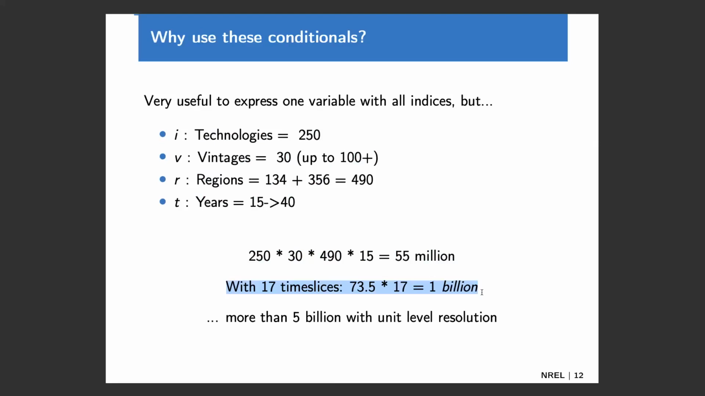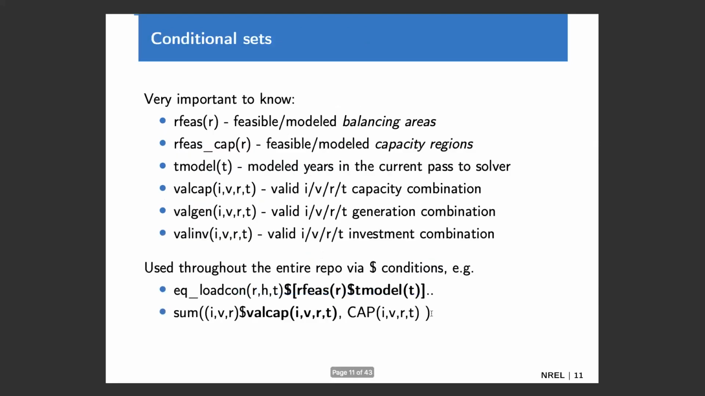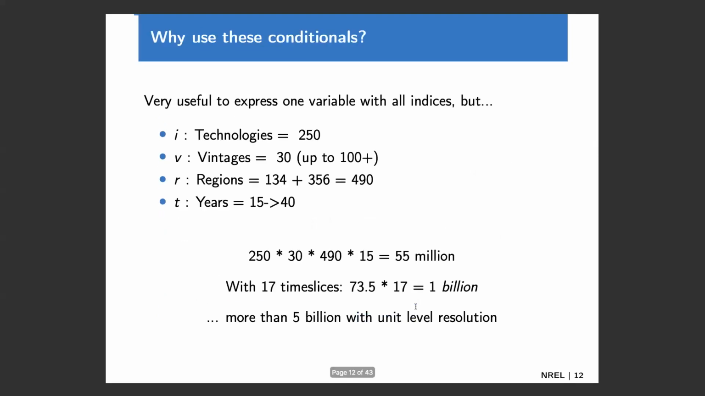Maybe there's a geothermal plant that doesn't exist. There's no initial capacity for geothermal in certain regions, and so I don't want to even consider that an equation. Now, what these sorts of conditions do is it restricts the model from considering these sorts of combinations, such that we can shrink down the model size really quickly just by changing these conditional sets.